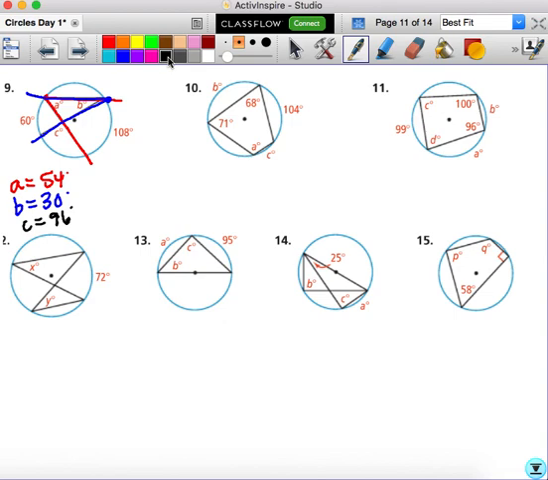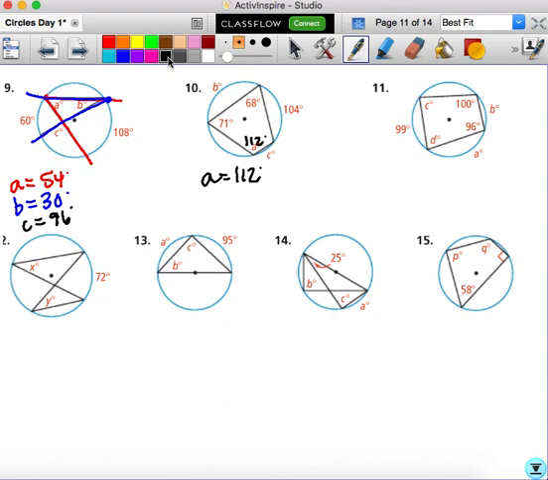The next few questions are going to combine what we know about an inscribed quadrilateral as well as what we know about our inscribed angles. So angle A is across from 68. So remember, those opposite angles should add up to 180. So A is 112. And now that I know this angle, I've got 2 other unknowns.